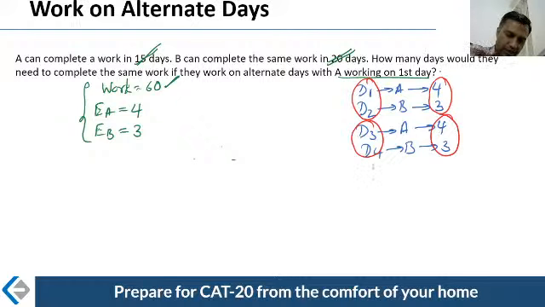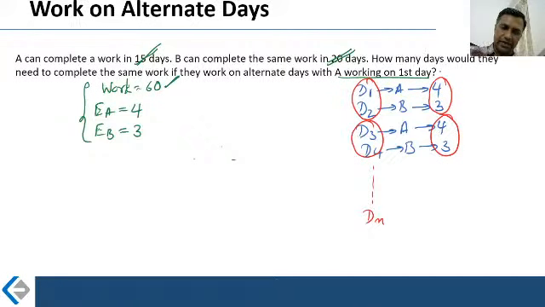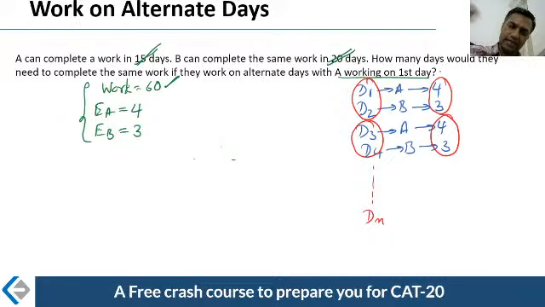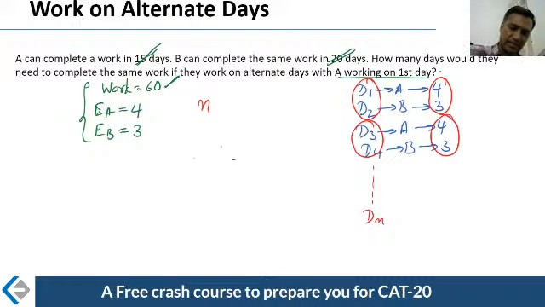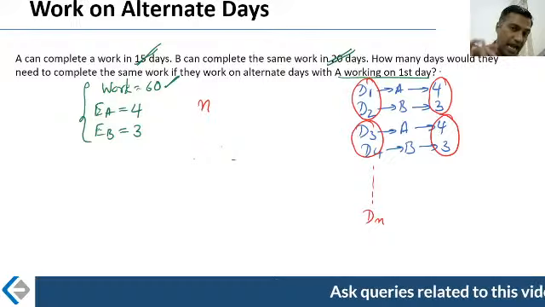So you will say, when will the work complete here? That's what you've got to figure out. If A is starting this work, the first day 4 units were done. Second day B reports to work, 3 units, again 4 units, again 3 units, and so on. How do you write this? You will say n pairs of days. Remember, n has to be a natural number.